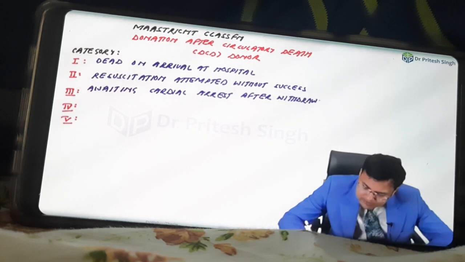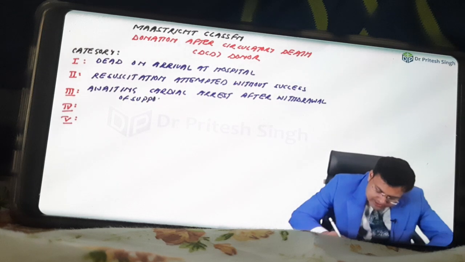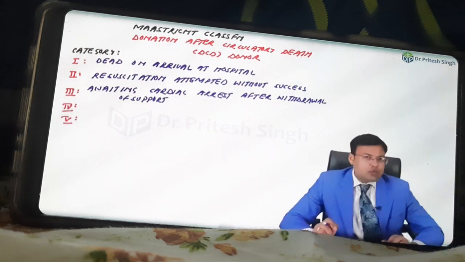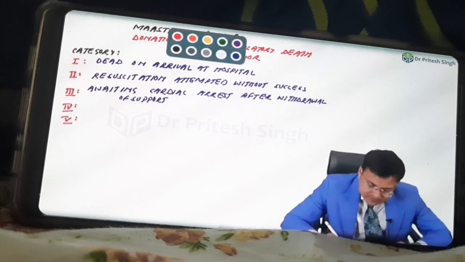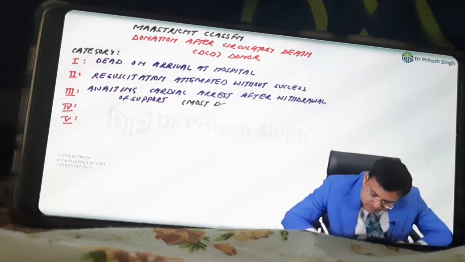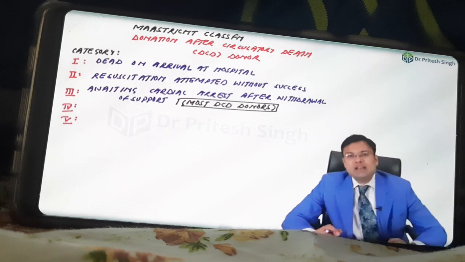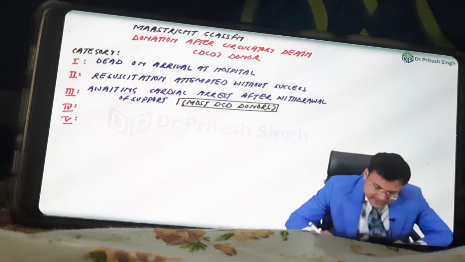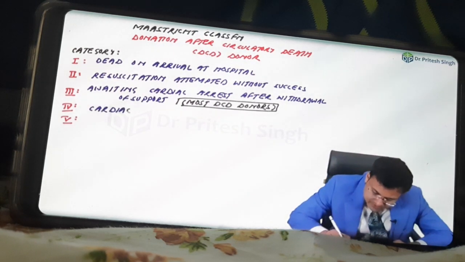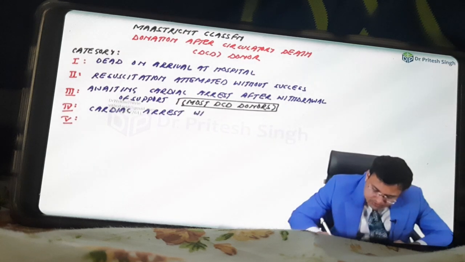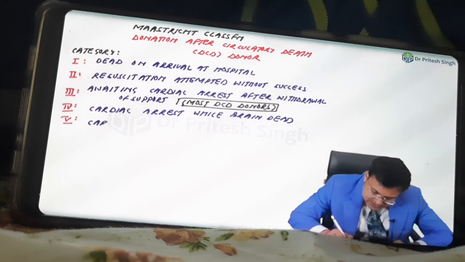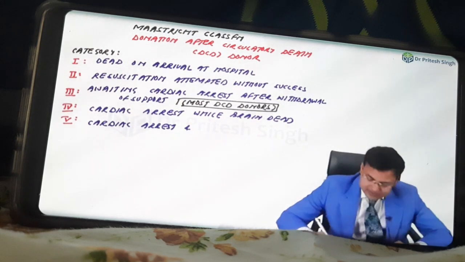This was the question in the latest exam, that most DCD donors belong to which category? Most DCD donors belong to category 3, that is awaiting cardiac arrest after withdrawal of support. What is category 4? Category 4 is cardiac arrest while brain dead. And category 5, cardiac arrest and unsuccessful resuscitation in hospital.